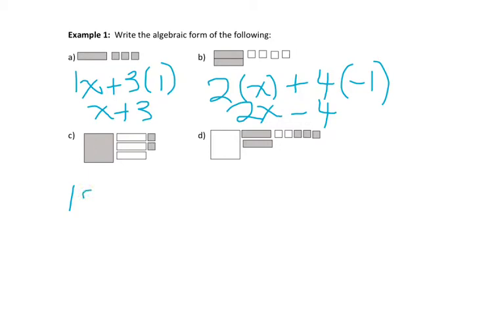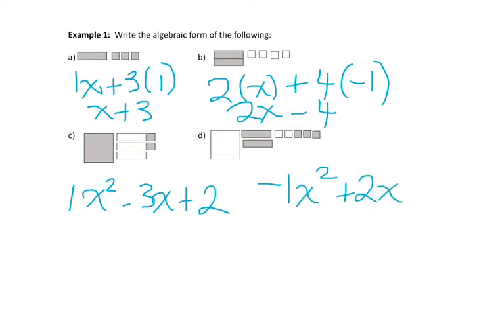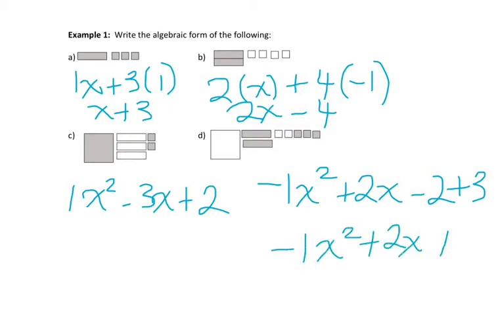Now I have 1x squared, I have 3 negative x's, and I have 2 constant terms. This one is negative 1x squared, positive 2x, negative 2, and positive 3. But of course I want to collect my like terms. So I have negative 1x squared plus 2x plus 3. Ooh, sorry. Negative 2 plus 3 is plus 1.